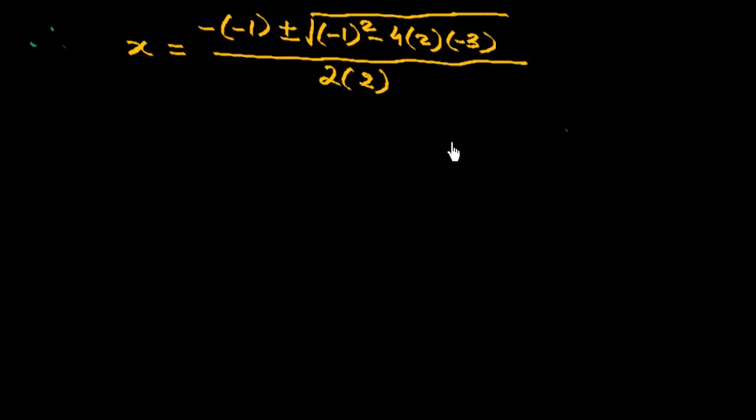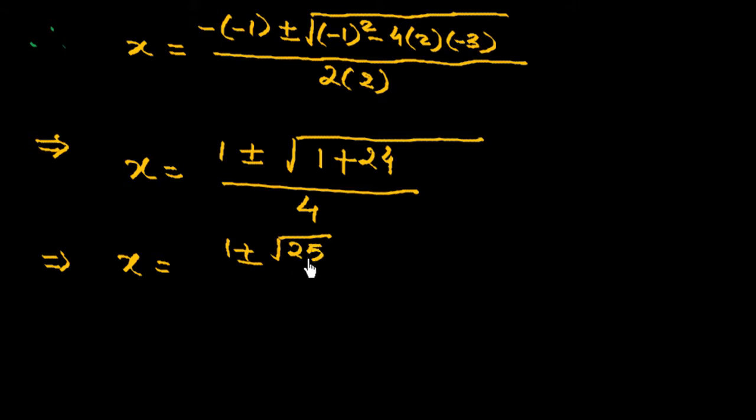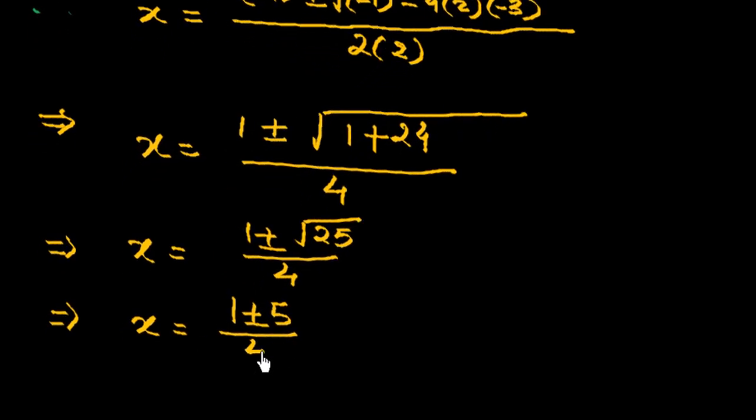Now this implies x is equal to 1 plus minus root of minus 1 square, 1 minus into minus plus here 4 times 2 times 3, which is 24, over 4. Now x is equal to 1 plus minus square root of 25 over 4, since 1 plus 24 is 25. This implies x is equal to 1 plus minus 5 over 4.